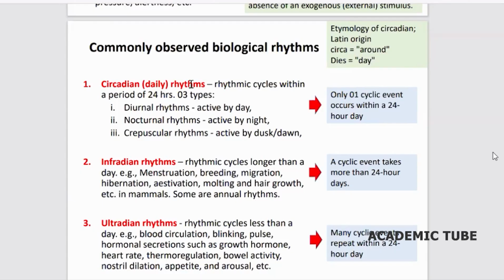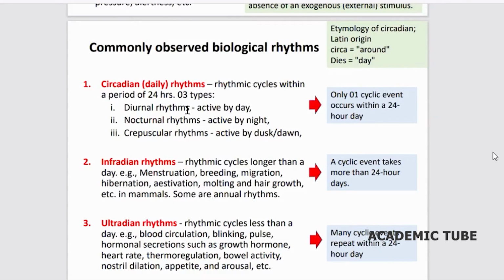Circadian rhythms. So rhythmic cycles that occur within a period of 24 hours. Now there are three types. Diurnal rhythms, where the animals become active by day. For example, us, the birds. But the owls, they have a nocturnal rhythm. They are active by night.